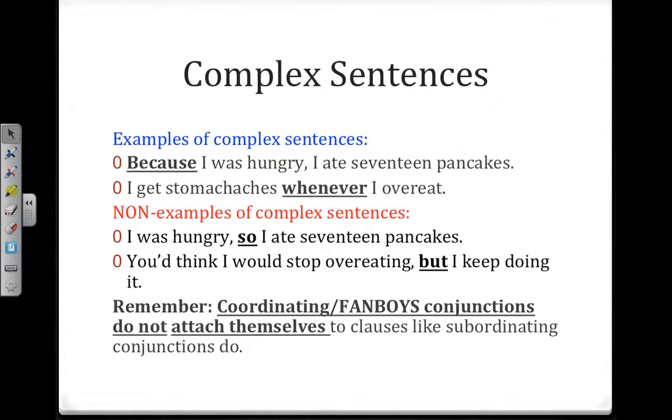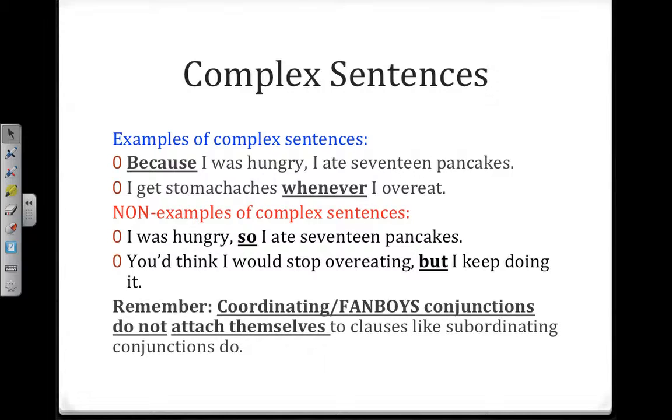Because I was hungry, I ate 17 pancakes. So you'll notice the "because I was hungry" is a dependent clause. "I ate 17 pancakes" is an independent clause. I get stomach aches whenever I overeat. The "I get stomach aches" is the independent clause. "Whenever I overeat" is the dependent clause.